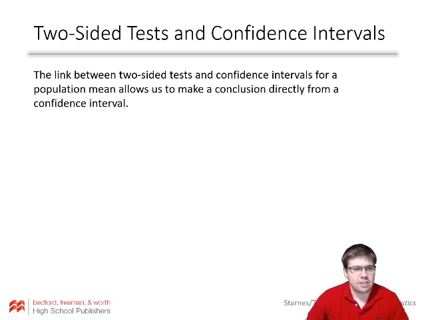Hey, AP Statistics. Continuing section 9.3, we're going to start by looking at the relationship between two-sided significance tests and confidence intervals. The link between two-sided tests and confidence intervals for a population mean allows us to make conclusions directly from a confidence interval. We kind of did this last chapter, where we say whether a parameter is something or not based on whether it's in the confidence interval.